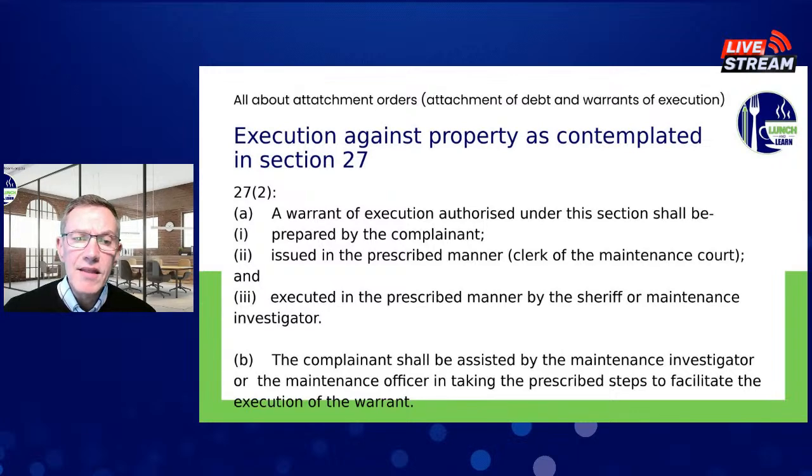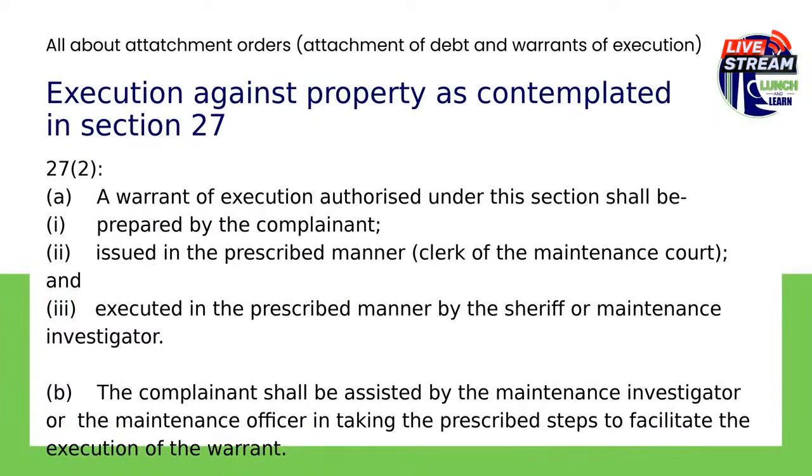So if we look at the inner workings of what Section 27 says, it says that a warrant of execution authorized under that section by the magistrate shall be prepared by the complainant. And we'll be unpacking this word for word, or section by section. So the warrant of execution that has been authorized by the court needs to be prepared by the complainant. It needs to be issued by the clerk of the court in the manner prescribed, and it needs to be executed in the prescribed manner by either the sheriff of the court or the maintenance investigator.